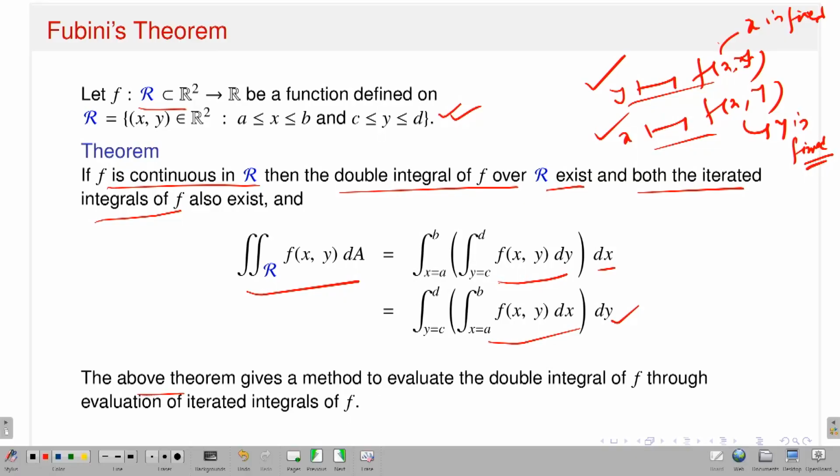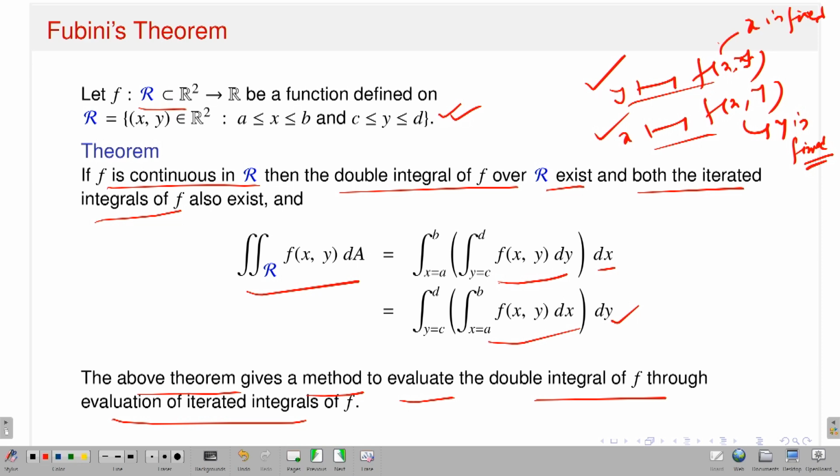So Fubini's theorem helps us calculate the double integral in terms of calculating the iterated integrals, because sometimes computing the iterated integral is easier than the double integral. That is exactly what I have written: the above theorem gives a method to evaluate the double integral of f through evaluations of the iterated integrals. Rather than evaluating it directly by the definition, I keep one variable fixed, think of it as a function of a single variable, and calculate the single variable Riemann integral. That is one way to evaluate a double integral.